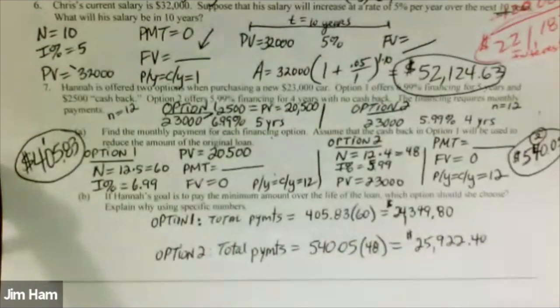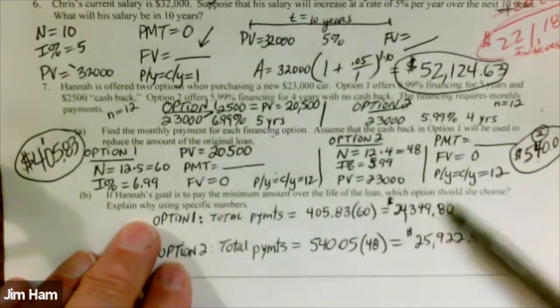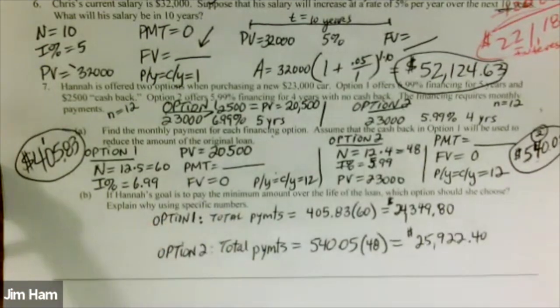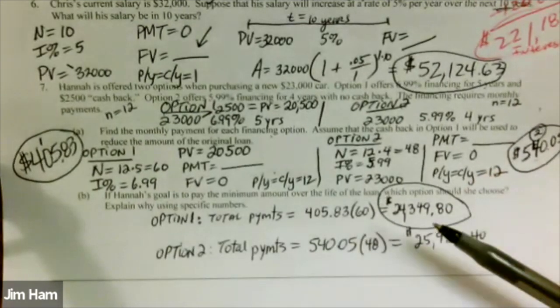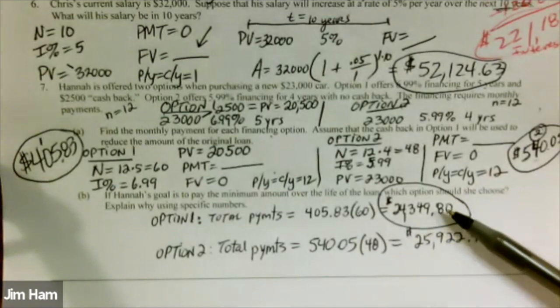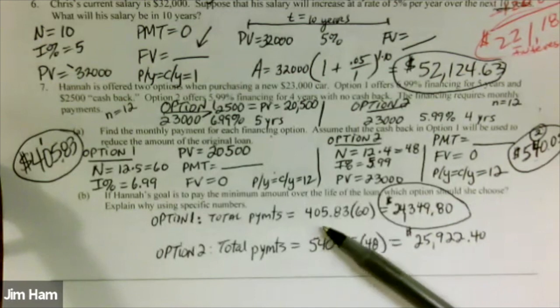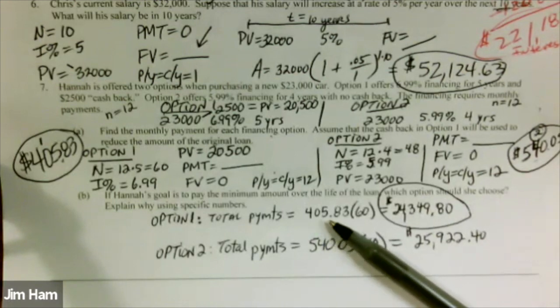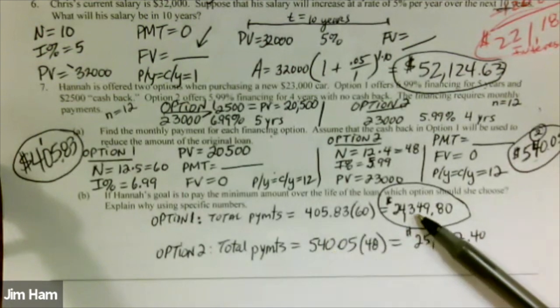Okay, so it says explain why using specific numbers. One way to do that would be to just calculate the total amount paid and then choose the smaller of the two, because the goal is to pay the least amount of money. So clearly this is the best option for a couple of reasons. First of all, she would be paying less with option 1 than with option 2. Secondly, the monthly payments are a little bit lower, $405.83 versus $540. So option 1 is clearly the better option.